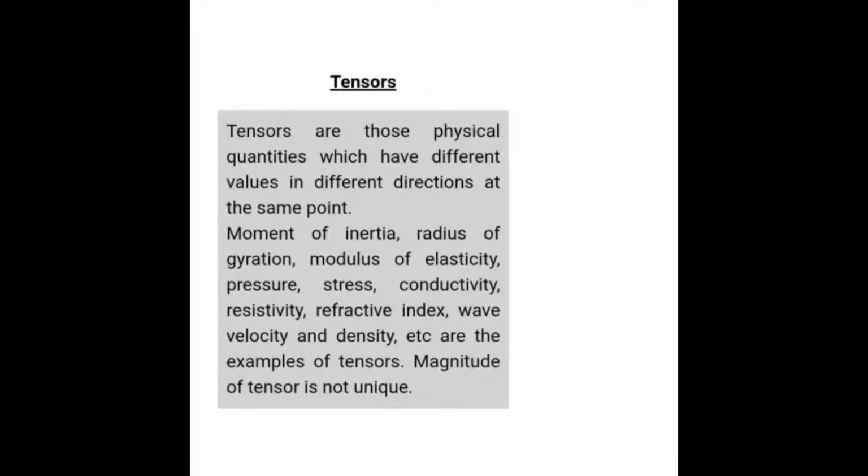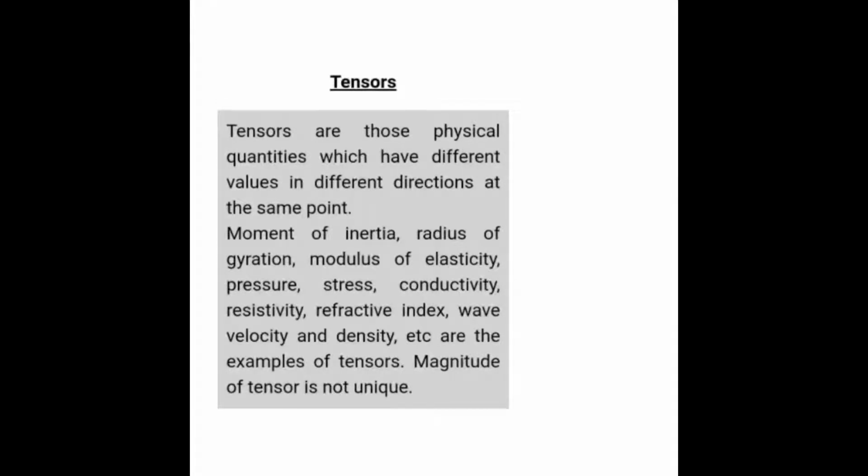Now there is one more category, that is tensors, T-E-N-S-O-R-S, tensors, right? These are those physical quantities which have different values in different directions at the same point. Examples of tensors are refractive index, modulus of elasticity and radius of gyration. That means they have different values in different directions at the same point.